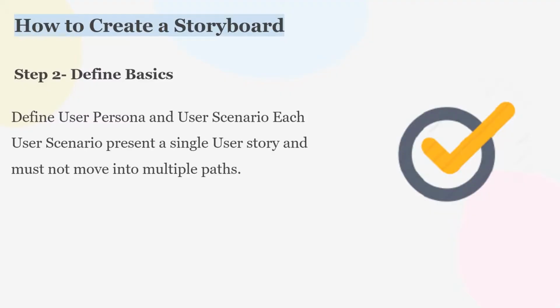So let's move ahead and understand what is the second step. The second step is to define basics. Define your user persona and user scenario. Each scenario presents a single story. My design project revolved around creating a new platform for young content creators so that they can showcase their talent and earn from it. Much like YouTube, but yes, different from it. So I went ahead and conducted my user research. I spoke to some of my friends and I also conducted some online research, and this is how I came up with the persona of Zara.